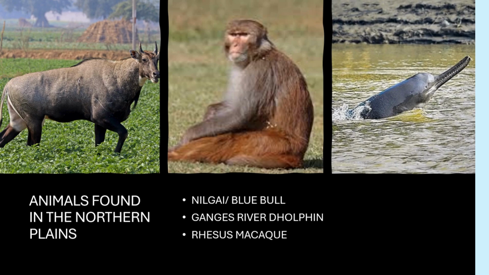That's great, right? Have you ever heard about a dolphin in a river? You will find it here, the Ganges River dolphin. Sadly, it's almost extinct. I mean, it's endangered. Next, we have the rhesus macaque. It is a beautiful monkey found in this region.